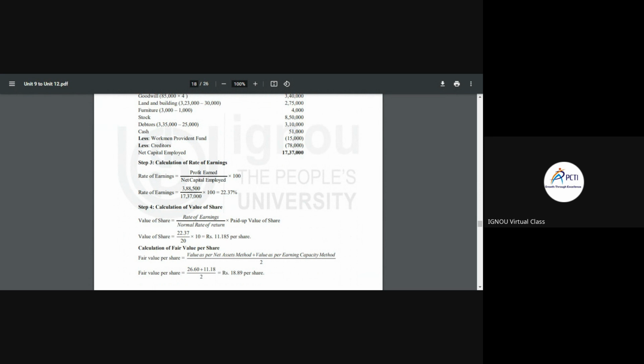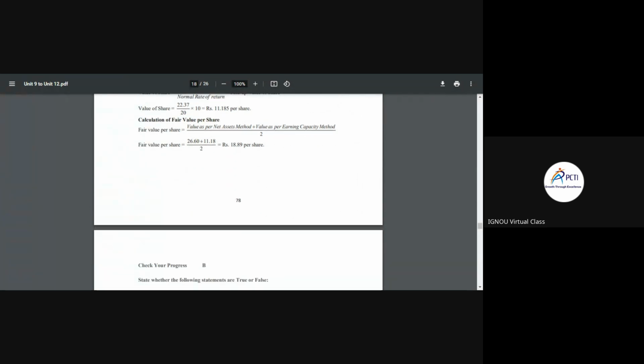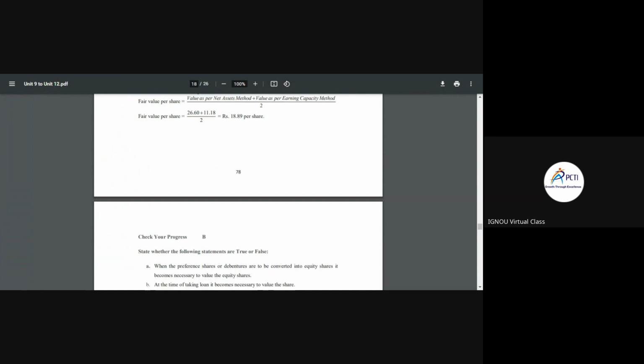Then in step 4, you need to calculate the value of share, which is equal to rate of earning divided by normal rate of return multiplied by paid up value of share. Then you will calculate the fair value per share. So the value as per net asset method and the value as per earning capacity method: 26.60 plus 11.18 divided by 2 is equal to 18.89.